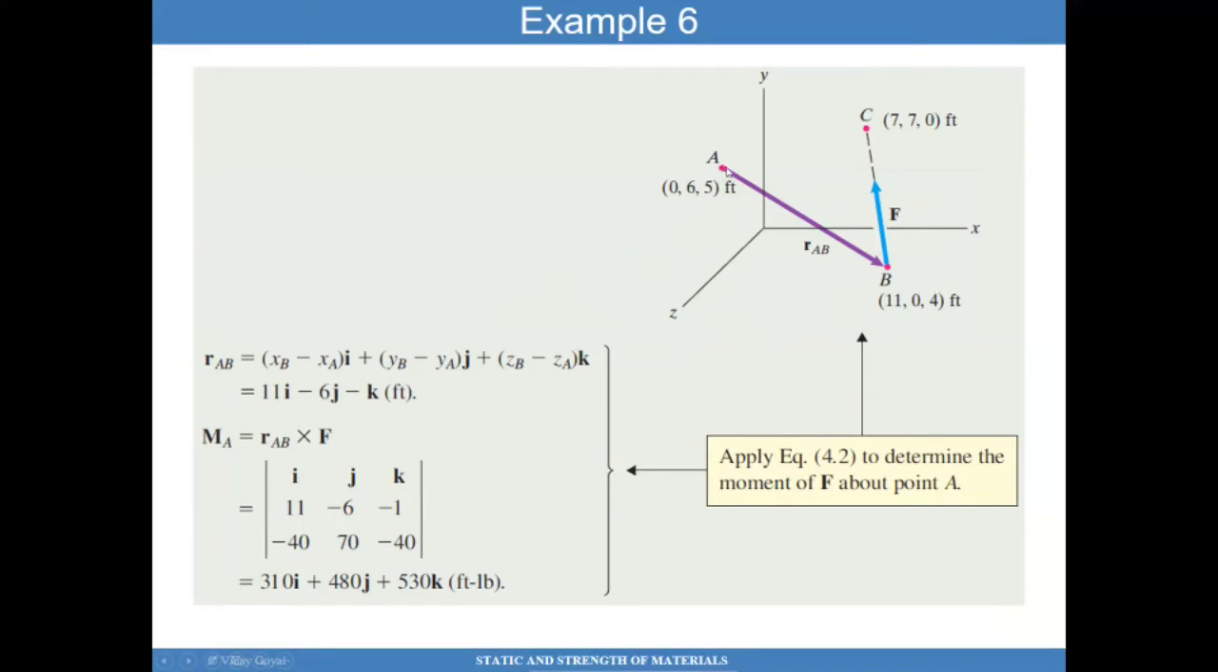Now that I have this position vector from A to B, cross product with the force F will then give us the moment about A, and you can see that these are the components of the moment about A. Notice that it has units of force and distance, length, and it also is a vector. So this moment is a vector, and it tells us what that moment is about A.